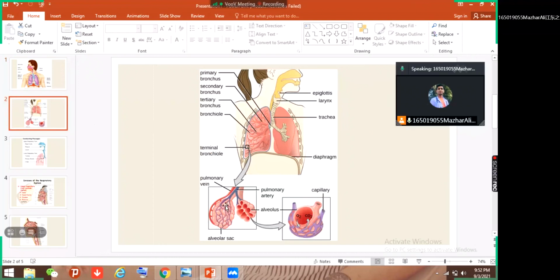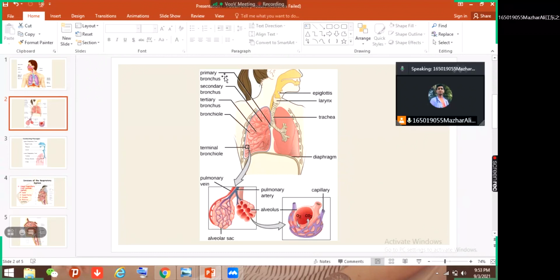This is the alveolar sac, in the sac there are the alveoli, and this is the capillary, this is the pulmonary artery, and this is the pulmonary vein. The pulmonary artery contains deoxygenated blood, and the pulmonary vein contains oxygenated blood. So in the lungs, this is the opposite system. In your whole body, an artery means oxygenated blood, but here it is deoxygenated blood. When you inhale air, you take the oxygen into the capillary. So this is how gas exchange takes place.